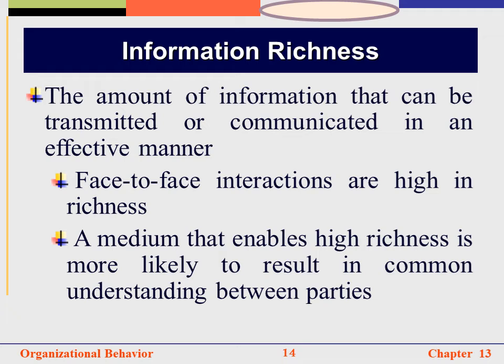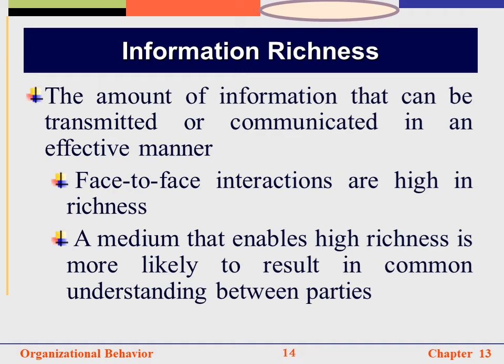So for example, face-to-face interaction is very high in richness. Why? It is two-way communication, it is real time, and it permits on-the-spot feedback as we said before. Right? Face-to-face gives us on-the-spot feedback because it is two-way communication, so it conveys the message right away and you can understand on the spot the effectiveness of your message.